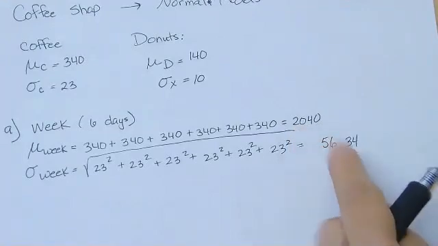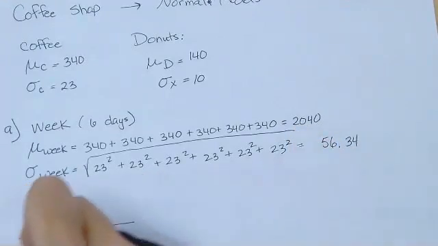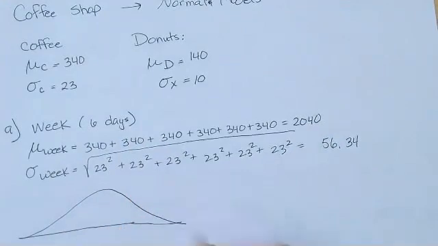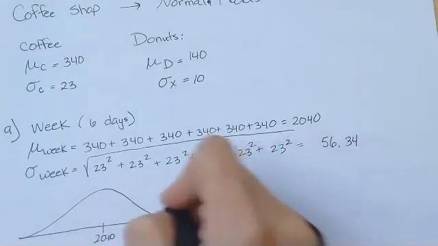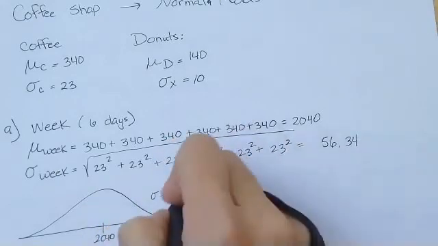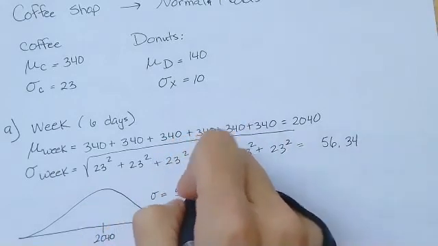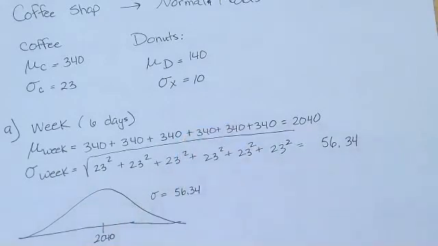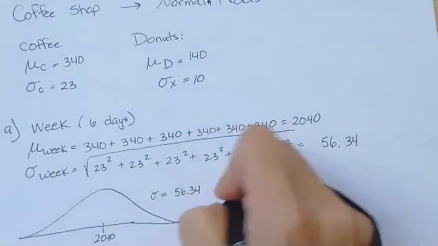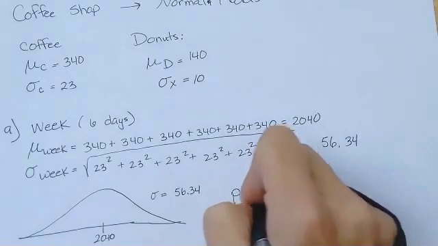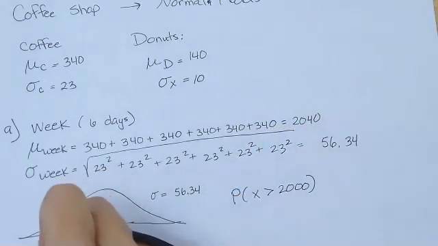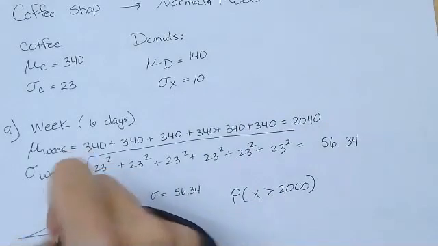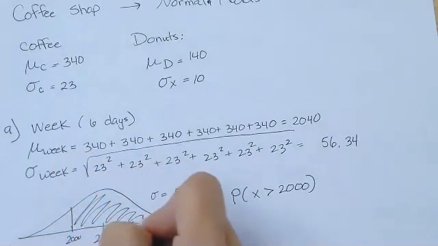So I now have a new normal model. There's my mean, there's my standard deviation. The mean is 2,040 cups for the week. The standard deviation of this normal model is 56.34. And we can now find the probability that he sells over 2,000 cups. 2,000 would be over here somewhere, and we're looking for all of this.